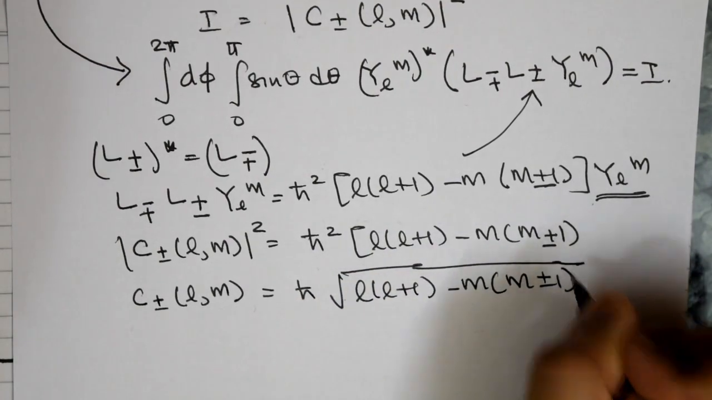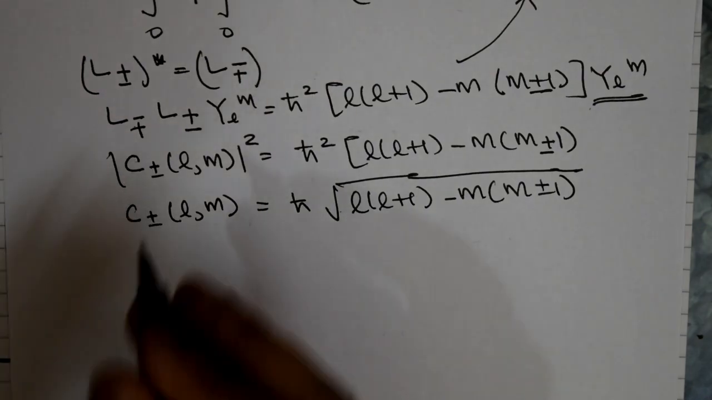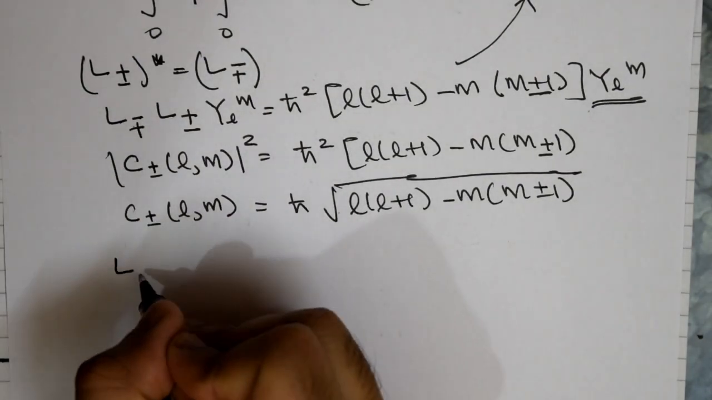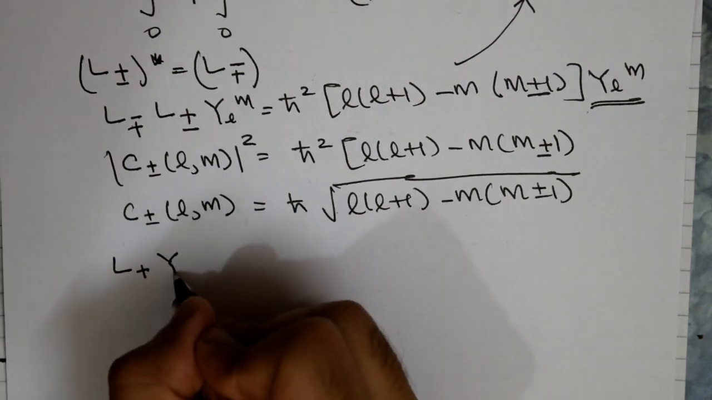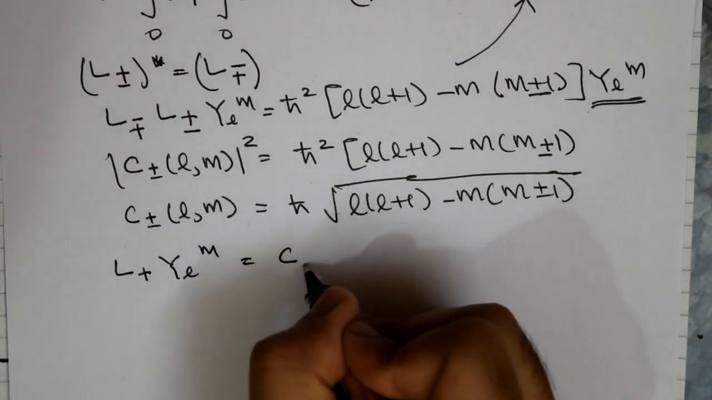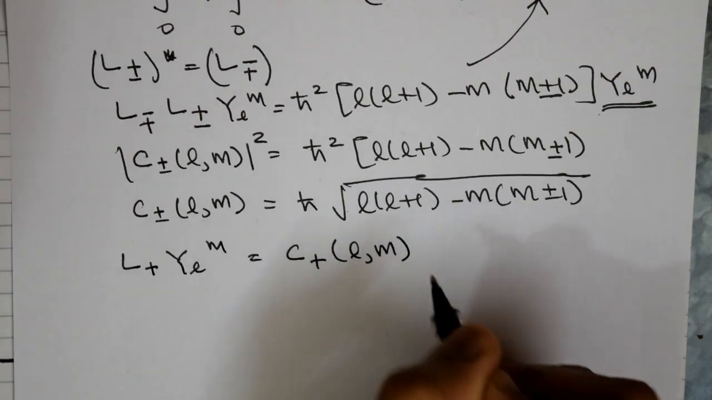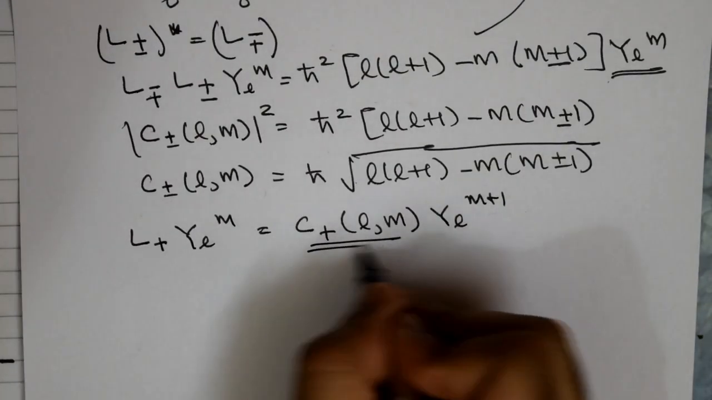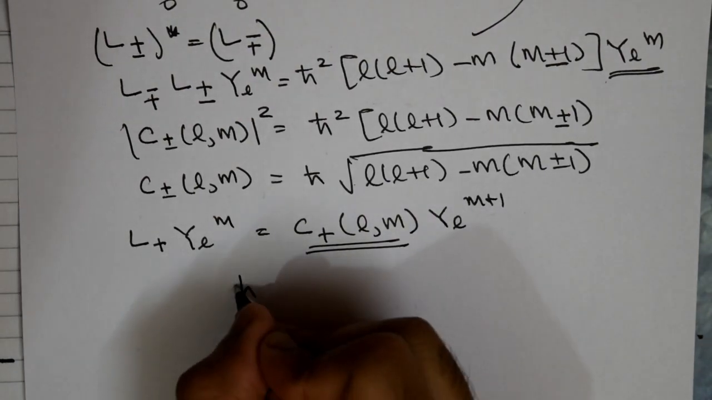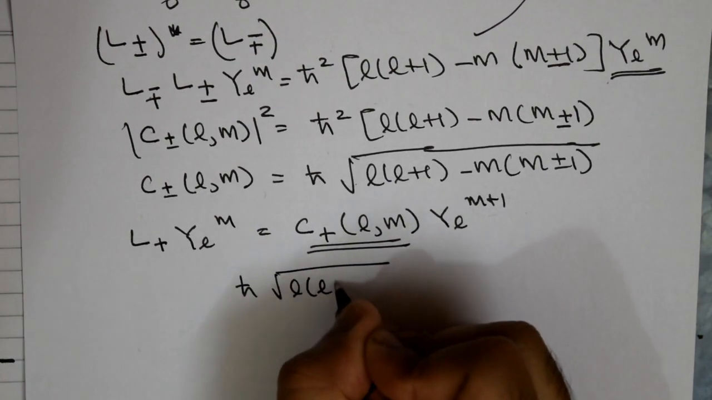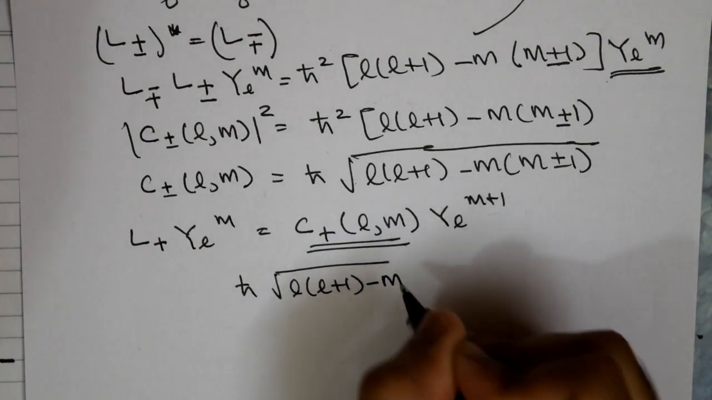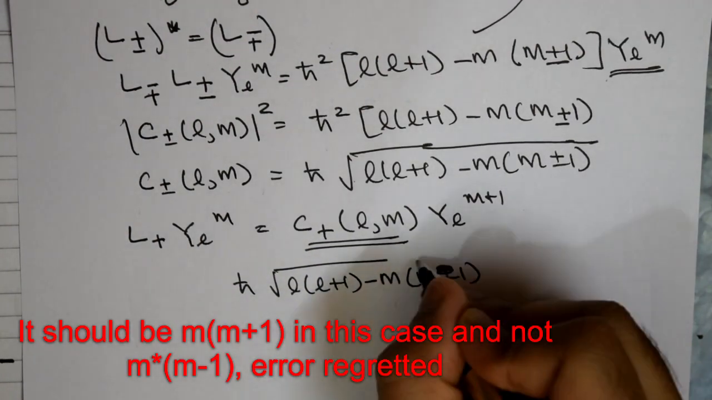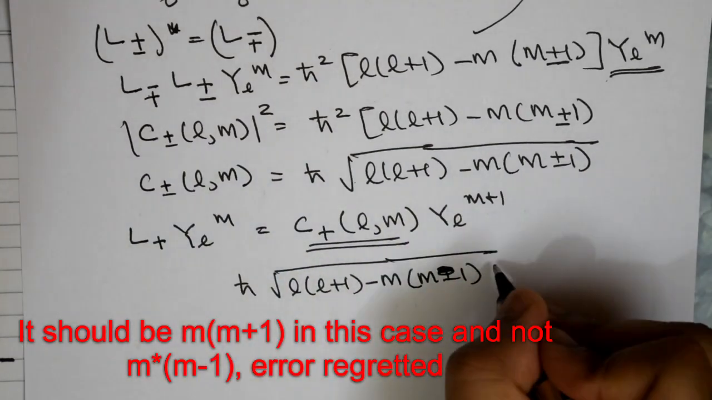This is very important. So what did we learn here is that, let's say you end up operating L plus on YLM, you're supposed to get C plus on L comma M, YL M plus 1. So this will be equal to h cross square root L into L plus 1 minus M. No, this will be a minus. Okay, yeah, because I'm not doing plus minus here. Okay, YL M plus 1.